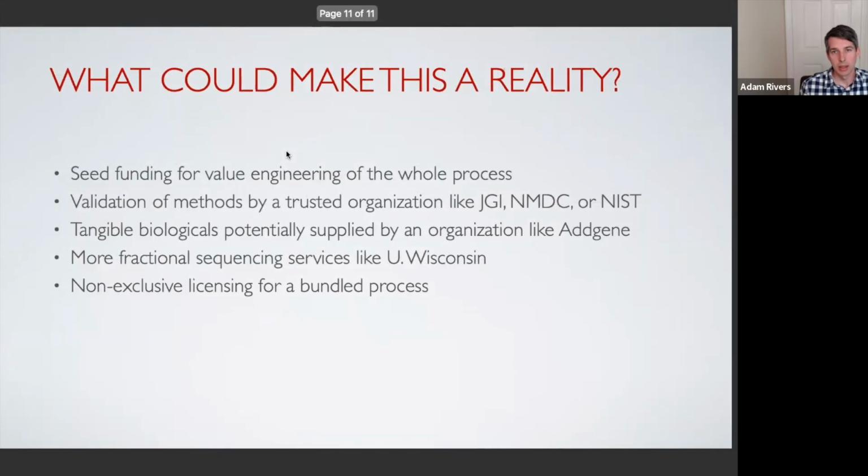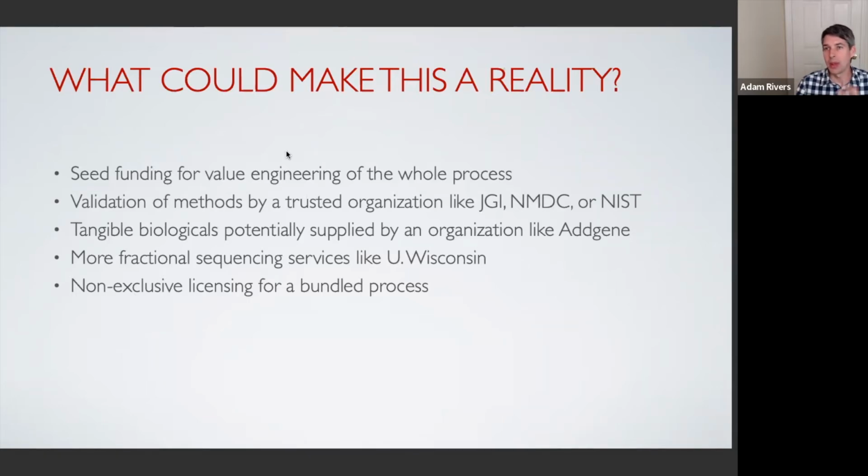So what could it take to make a radically cheaper metagenome or amplicon sample a reality? Well, I think we need to fund value engineering for the whole process, because I'm not aware of a lot of people doing that. I think that if you're not going to sell the end-to-end process as a kit, you need to have really good validated methods that are developed by a trusted organization like this one, or JGI or NIST, because nobody's going to risk their precious samples on something that they found randomly somewhere.